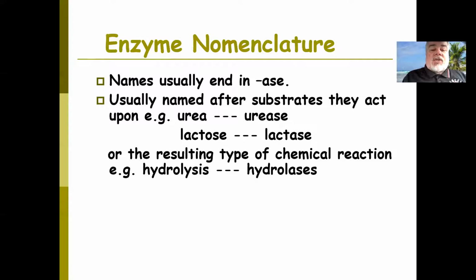Now, there are the resulting type of chemical reactions, so not the substrates, but there are a number of chemical compounds that can be hydrolyzed, or the chemical process is called hydrolysis. So these general hydrolysis reactions are pushed forward by hydrolases. And you see hydrolases because it's a category. There are lots of hydrolases because there are lots of different substrates that can be hydrolyzed.